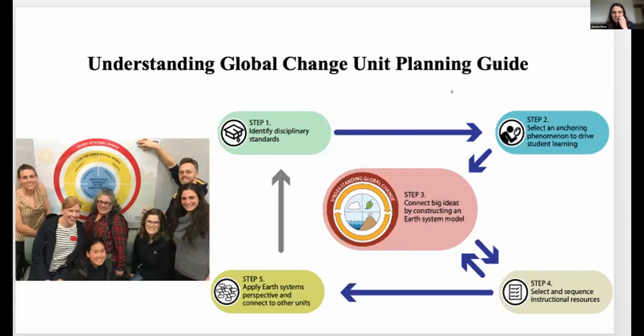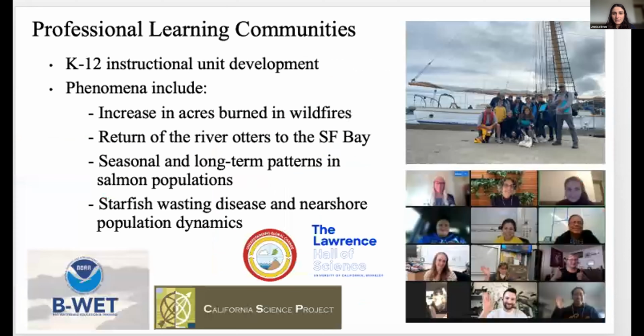So you can go through this 5-step process of planning, and I've used this with many different PLCs at different grade levels to support integrating this use of the modeling and UGC, understanding global change tools, into different units. We will have some new units available online soon that are from our various PLCs across the country. We've been really fortunate to get funding from NOAA and BWIT and also the California Science Project and support from the Lawrence Hall to develop new units about different topics.